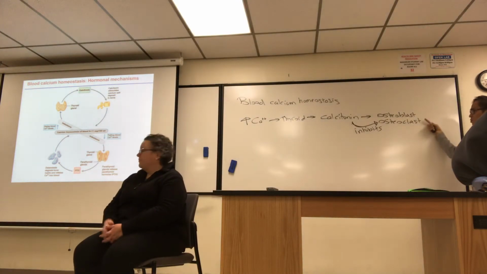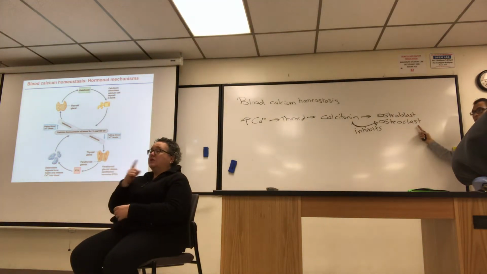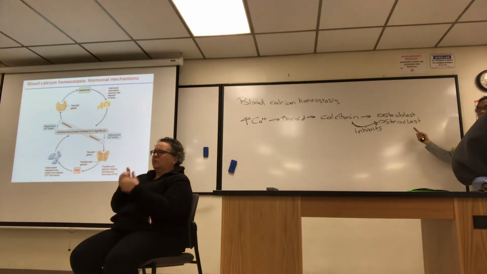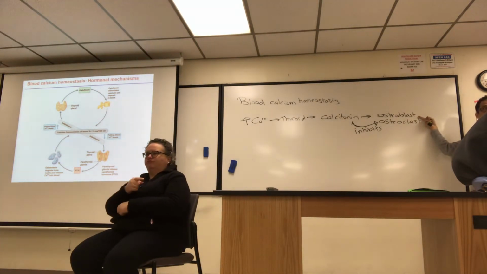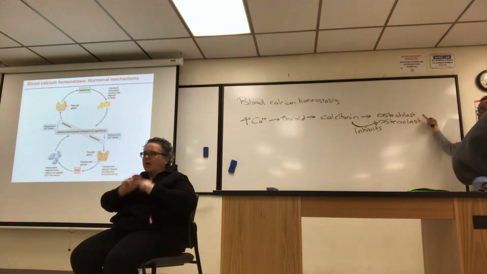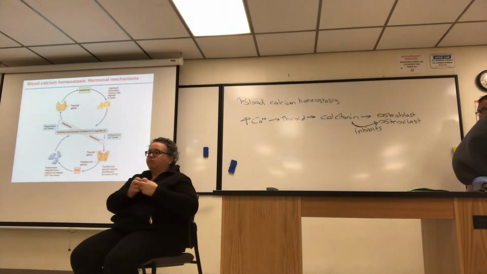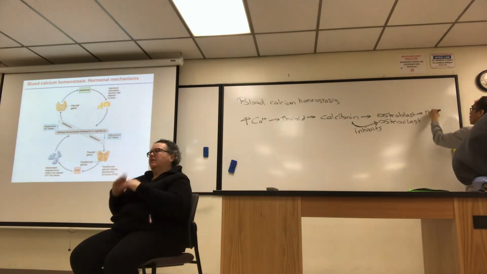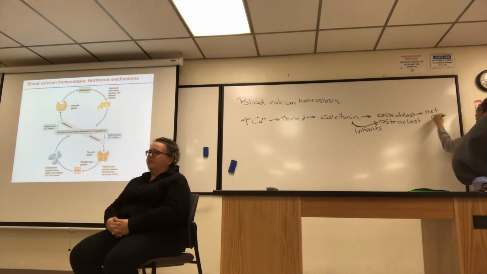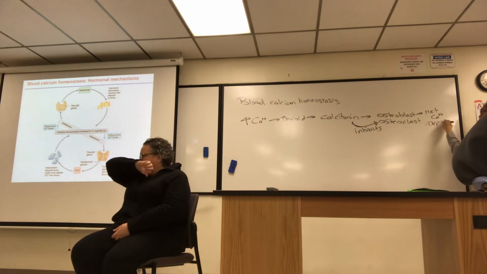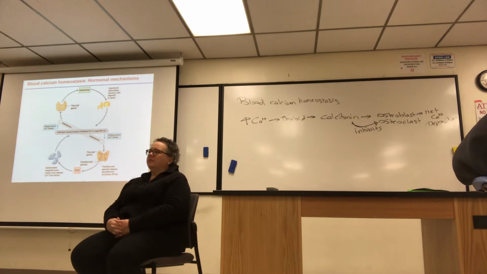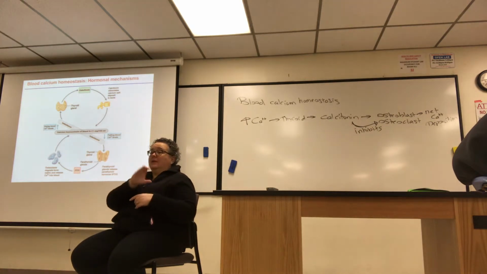You got two cells always working. Inhibit one. So by default, which cell is working more? This one, the ones that build bone. So you're going to have a net deposition of bone. Net calcium deposition. That means deposit the bone, the calcium into the bone, and that lowers blood calcium.